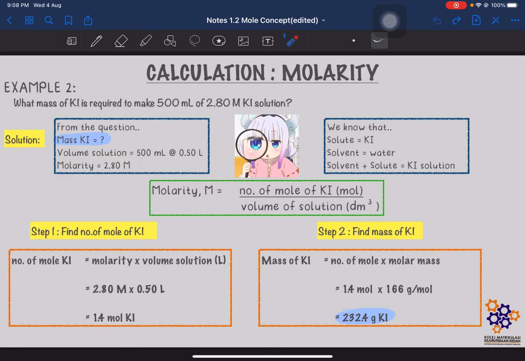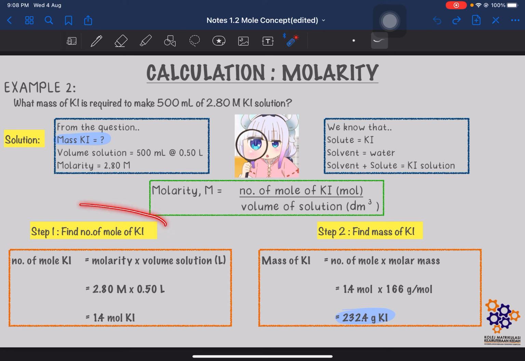So we know that the solute in this question is potassium iodide and the solvent is water. Solvent plus solute will give us the potassium iodide solution. Now let's state the molarity formula. Molarity is equal to the number of mole of potassium iodide divided by the volume of solution in liter or decimeter cube. We know that the volume of solution is 0.5 liter, so what we need to find is the number of mole, since from the number of mole, we can find the mass of potassium iodide.